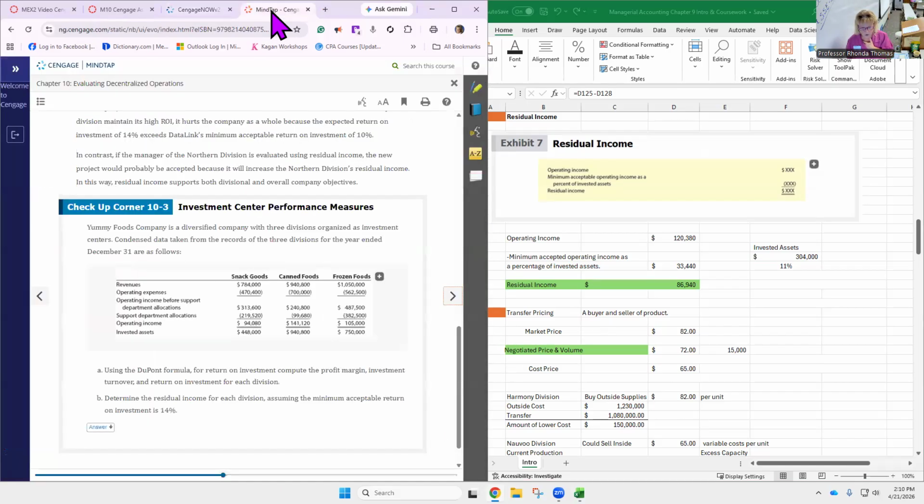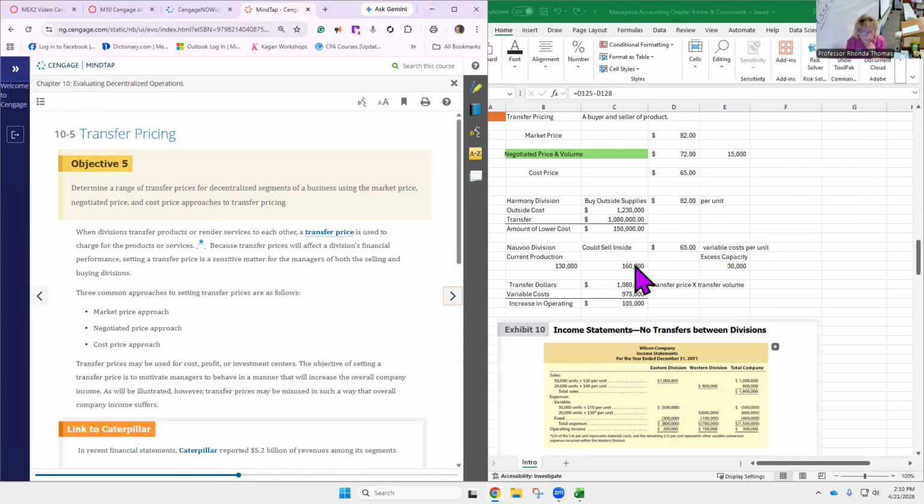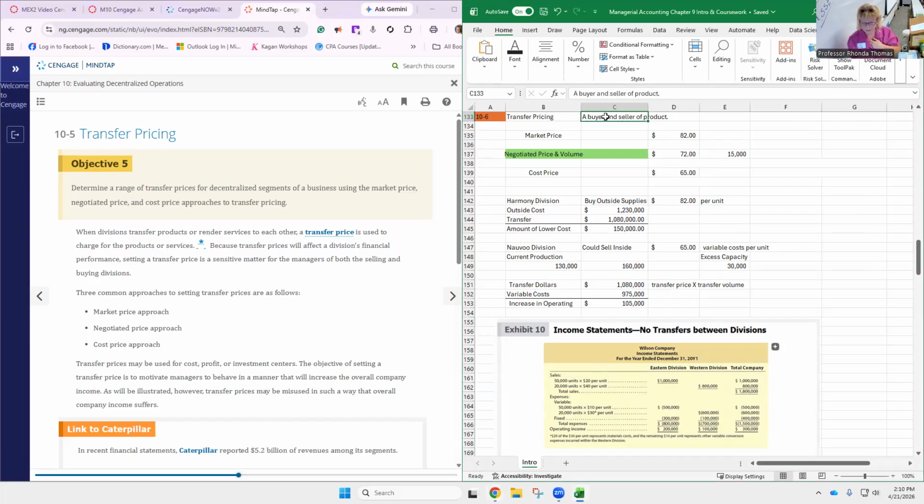Okay, transfer pricing. So this has to do with usually a corporation or a big conglomerate may have businesses that can sell parts or part of a product or services or something. And because they're in the same business, there can be some negotiated pricing to where it doesn't cost as much for the one buying. But whenever there's transfer pricing, there's a buyer and a seller. Okay, and you kind of have to know which one's which, right? It's a buyer and a seller of product under the same company.